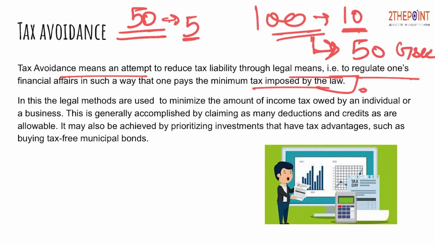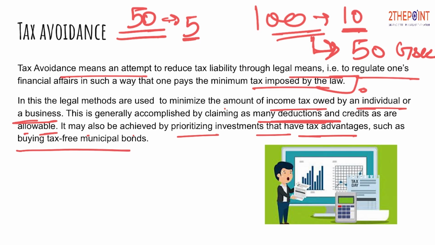In this, legal methods are used to minimize the amount of income tax owed by an individual or a business. This is generally accomplished by claiming as many deductions as I told you under the Income Tax Act, and there are several other acts where you can claim deductions and credits as are allowable. It may also be achieved by prioritizing investments that have tax advantages, such as buying tax-free municipal bonds. Every country offers different sets of investments which are considered tax free. You can invest your money there and reduce your tax liability.